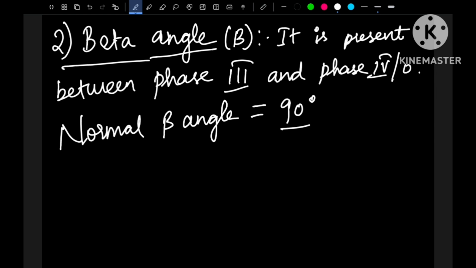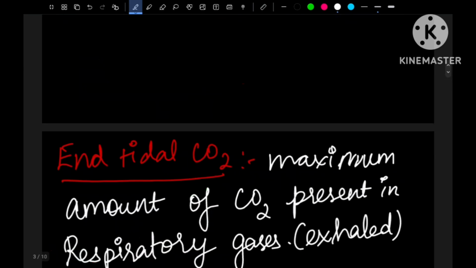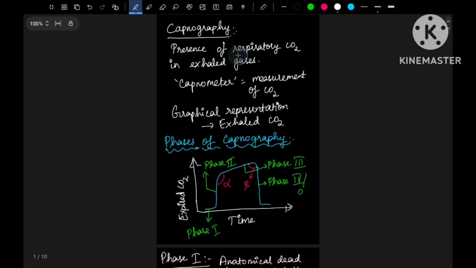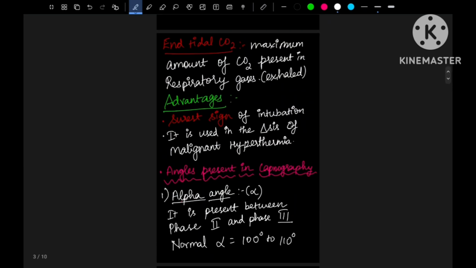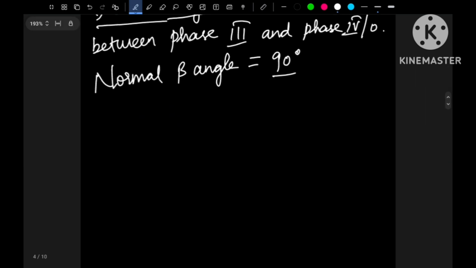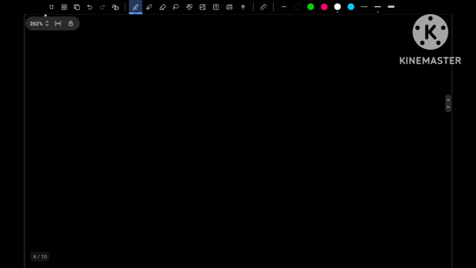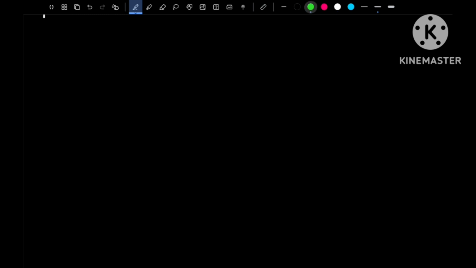So what we have seen is the angles of capnography, the phases of capnography, and the definition. These are the things we have seen in capnography. Now we are going to discuss something very important, that is capnographic waveforms, right? Let's go to capnographic waveforms. Let's begin it here itself. Let's not waste pages. Let's start here.